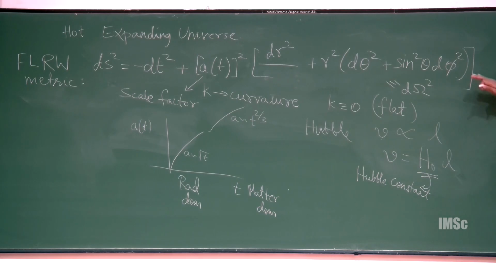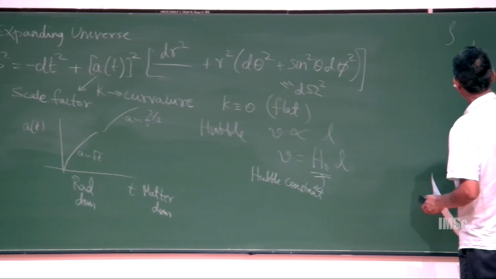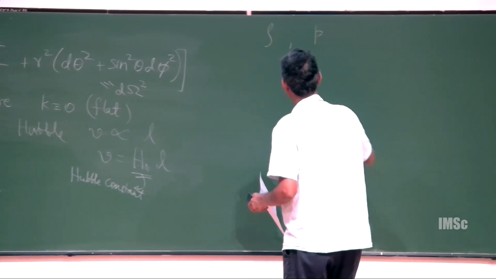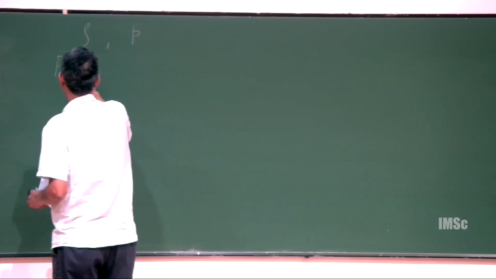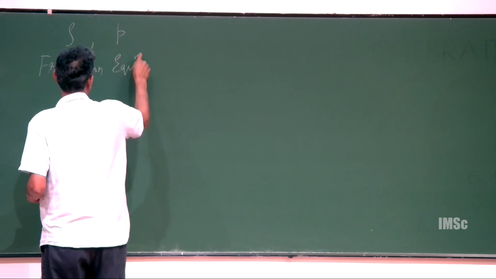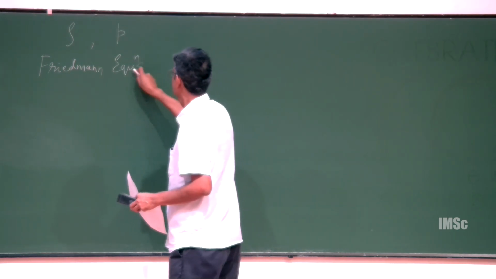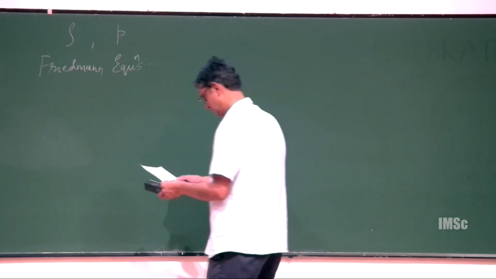You can solve Einstein's equation in this kind of metric, assuming a stress energy tensor which has an energy density rho and pressure P, right? If you write down Einstein's equation and solve them, you will get what are called the Friedmann equations. And the Friedmann equations I'll just write down.